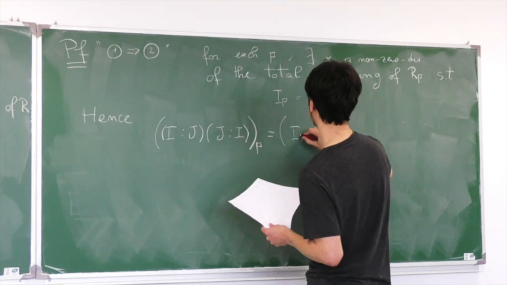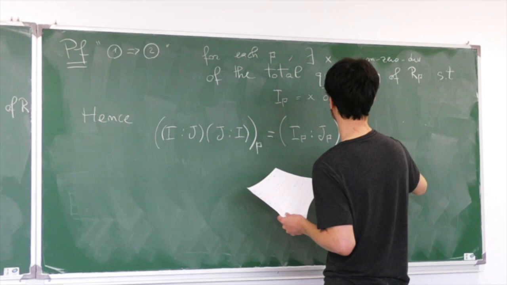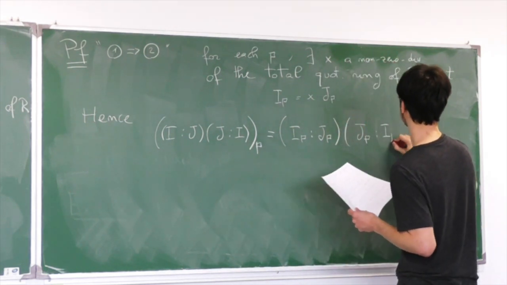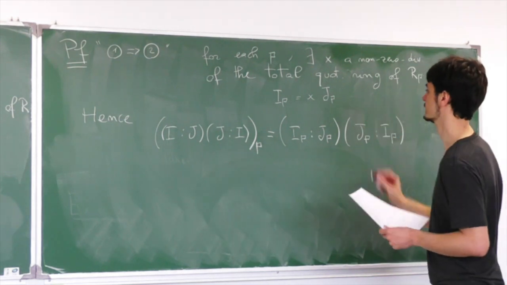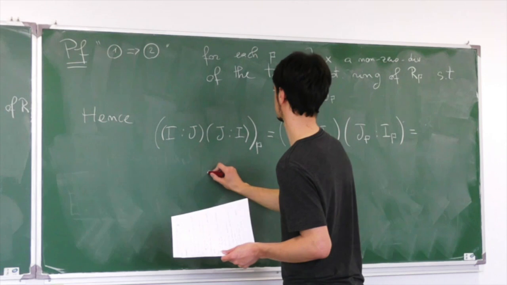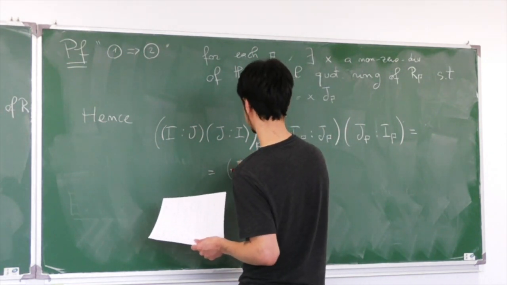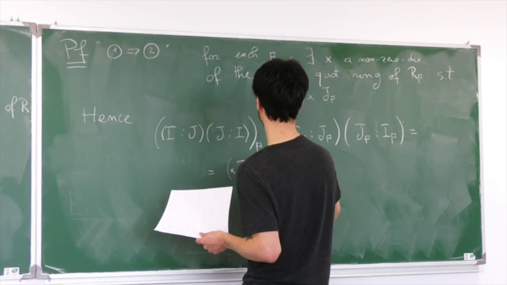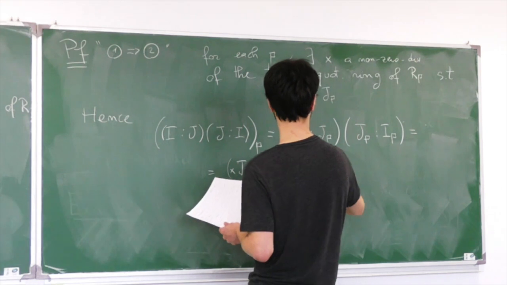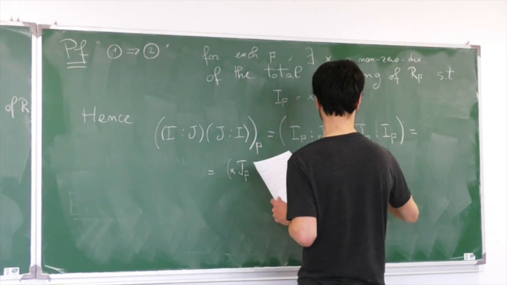So we get IP colon JP times JP colon IP. Now we use what we know, that IP is equal to x times JP, so we write it as, so we have x times JP colon JP times JP colon x times JP.